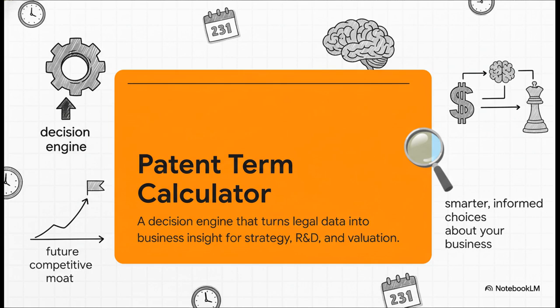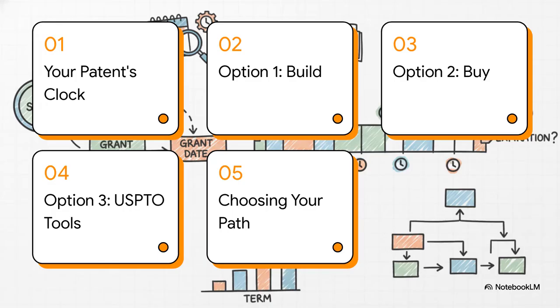So when we talk about a patent term calculator, what do we really mean? This is not just a simple piece of software that spits out a date. You need to think of it more like a decision engine, a tool that takes all this messy legal data and turns it into a crystal clear view of your competitive moat, helping you make way smarter choices about your business.